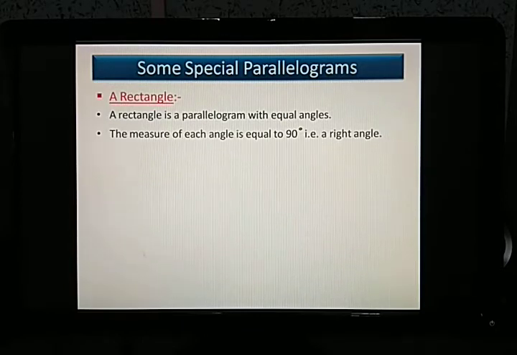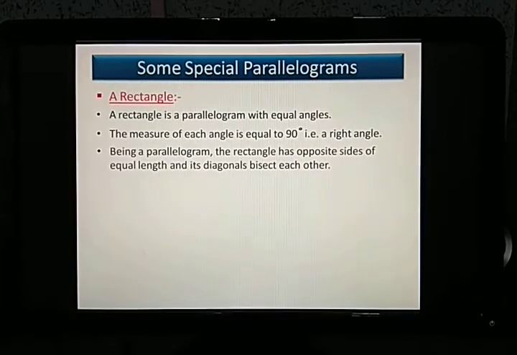We get 90 degrees. So each of the angles will be 90 degrees. That is a right angle. Now, being a parallelogram, since a rectangle is also a parallelogram, the rectangle has opposite sides of equal length and its diagonals bisect each other.